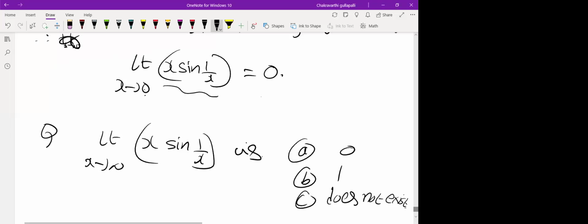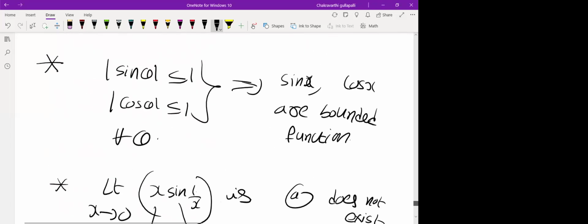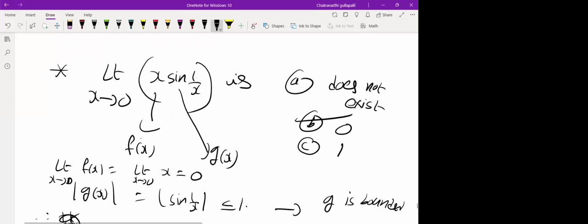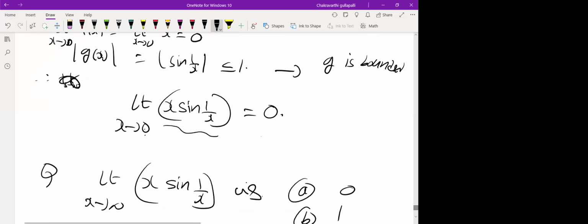Please be careful. Here, this can be anything. A can be 0, non-zero, anything. But f(x) value should be 0. Limit f(x) should be 0. If it is 1, you cannot use this. Don't say this is equal to 1. This is valid only when limit of one of the functions is 0, the other is bounded. Remember this. A need not be 0. It can be anything. But one of the function limits should be 0.